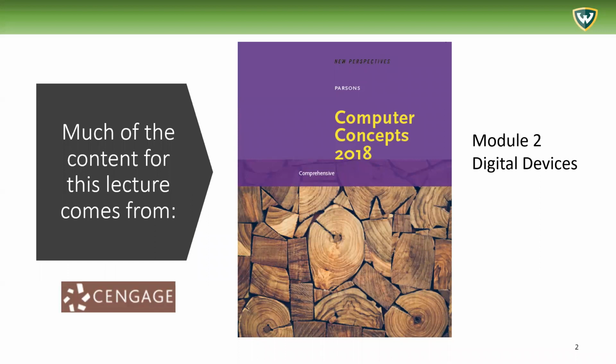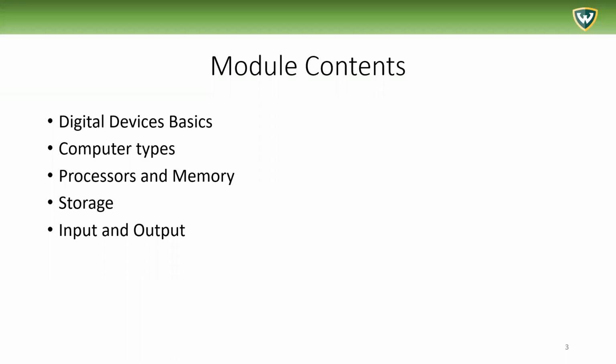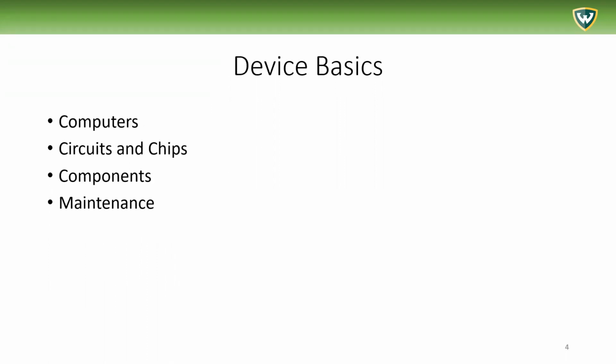We're covering much of the content from Module 2 of the textbook Computer Concepts from Parsons, 2018 or an earlier version; 2016 is okay too. This is Module 2 in the textbook, which may not correspond to our module on our own site. We're going to be covering digital devices basics, computer types, processors and memory, storage, and input and output devices as well.